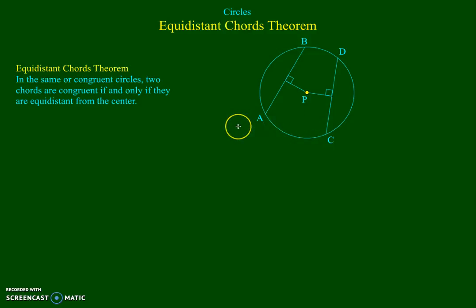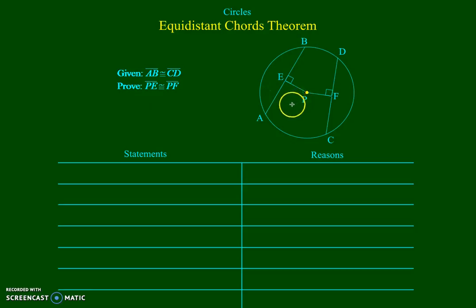So we're going to prove this theorem, and we're going to prove the piece that says if the two chords are congruent, then they're equidistant from the center. Without further ado, let's get on with that proof. The strategy is, given that this is congruent to this, we're going to draw in some auxiliary radii and show that this triangle is congruent to this triangle, and therefore these two altitudes are congruent as well by CPCTC.